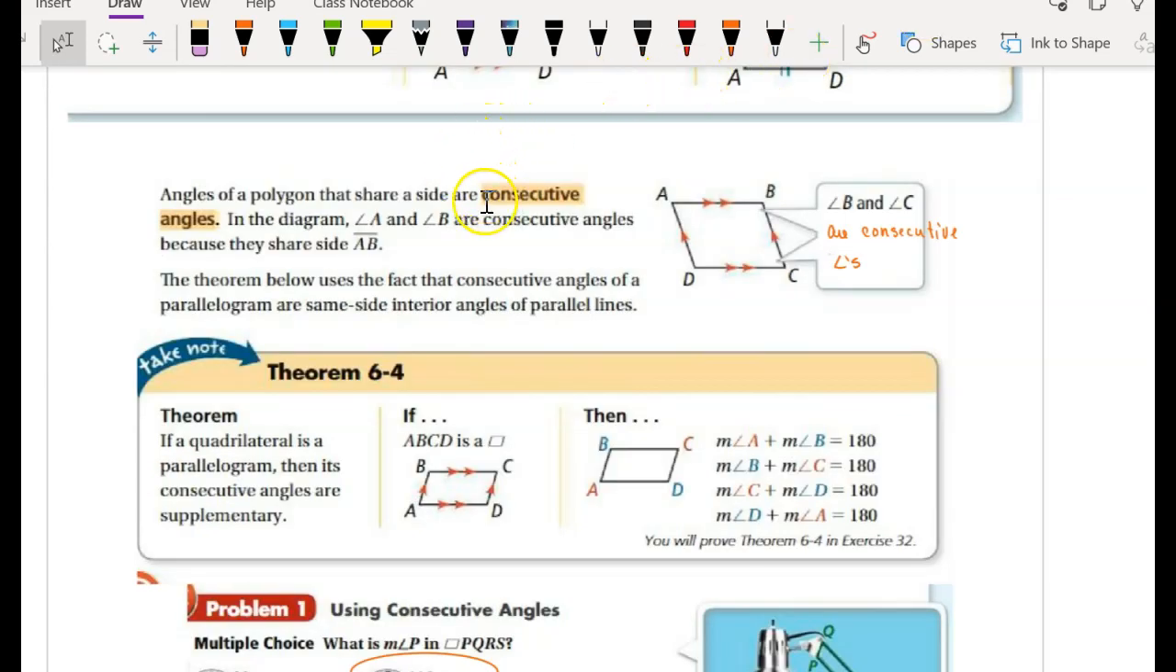Okay, so another term that you need to know is consecutive angles. So consecutive angles share a side. So angle B and angle C are consecutive angles. Angle C and angle D are consecutive angles.